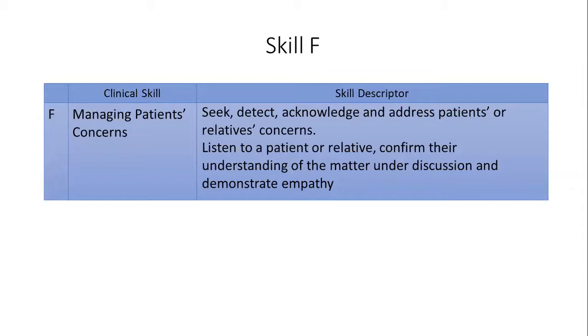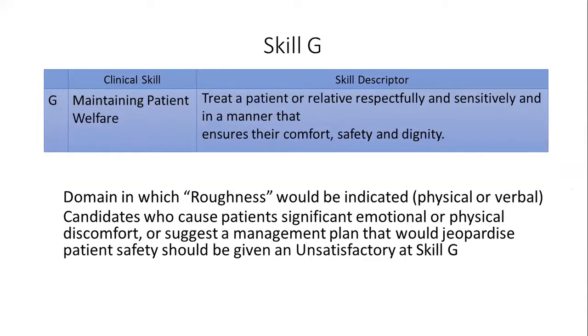Skill F, which is managing patient concerns. So concerns are very important, especially in station 5 and station 2. You need to be very open to the patient and discuss their risk factors, and you should be quite smooth when you talk verbally, and you should never show any abnormal behavior, or cause any pain to the patient. You should be as gentle as possible.